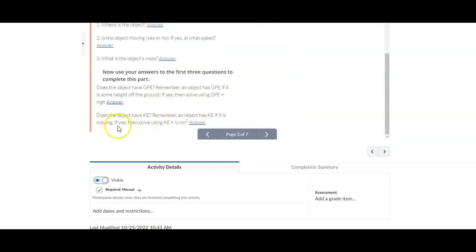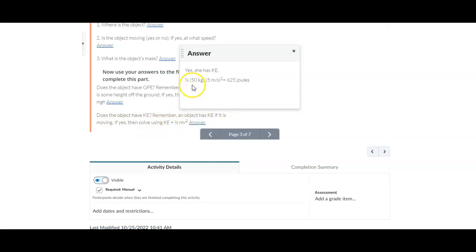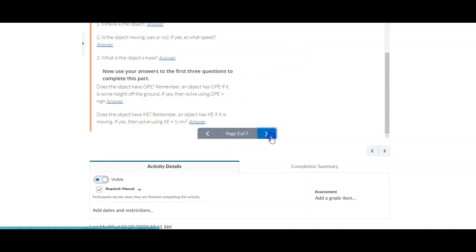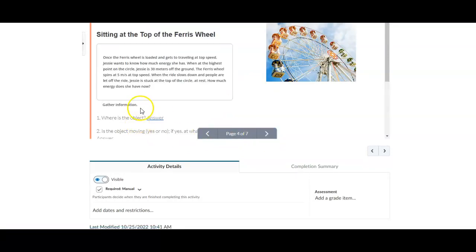So does it have kinetic energy? If it's moving, yes, then we use this formula. We're able to plug in half of 50, so the same thing. It has the same kinetic energy as last time. The height is not a factor in this formula at all. We don't have an H listed anywhere in that formula. So 625 joules, that's still the same kinetic energy. All right, so we're able to move on to another example.